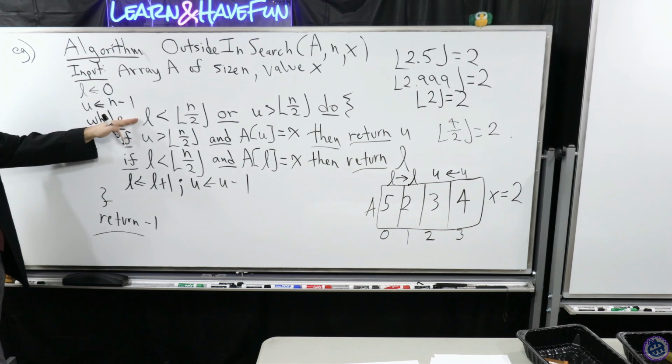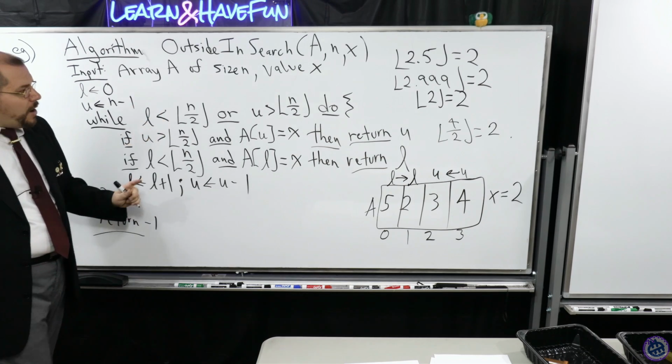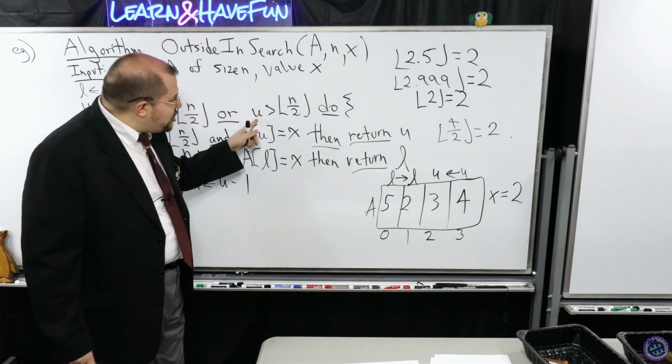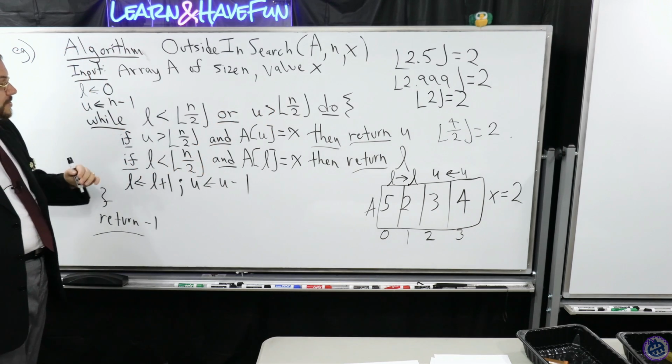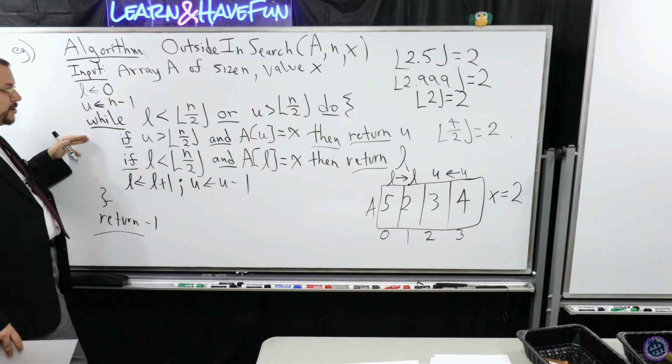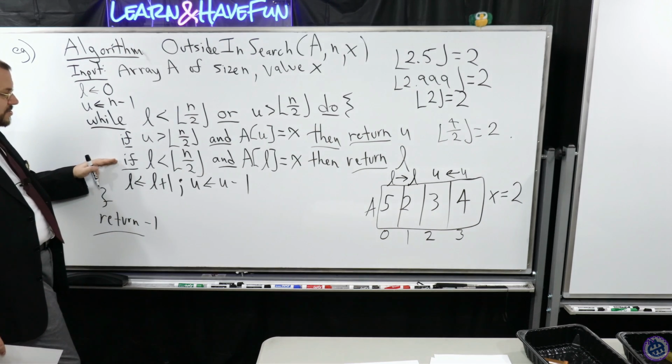So while L is less than the floor of n over 2, it still is. 1 is less than 2. So this condition is being satisfied. However, notice that now U is 2, so this condition is not being satisfied. However, at least one of the two is being satisfied, so we proceed inside the loop for the next iteration. We know this one's not going to be validated, so we go to this one next.